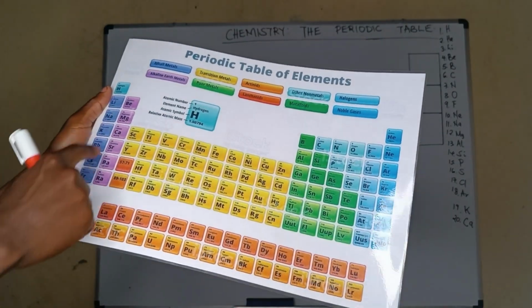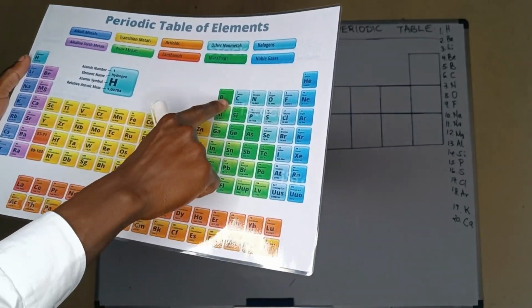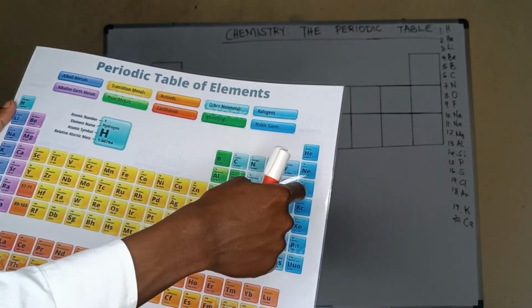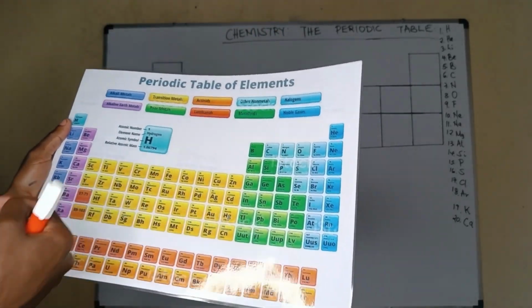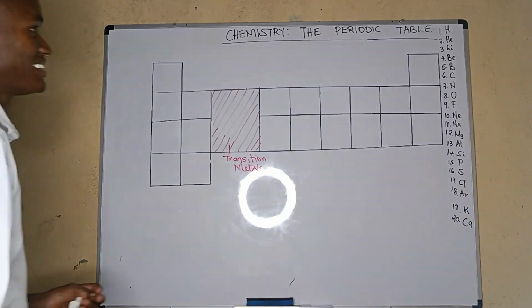From there, we also have other different colors. Here we have a different color from here. These are metals also. Some we see are poor metals, and we also have non-metals, noble gases and halogens over here. We'll be seeing that after mapping our elements on our table. So let us go back to business.